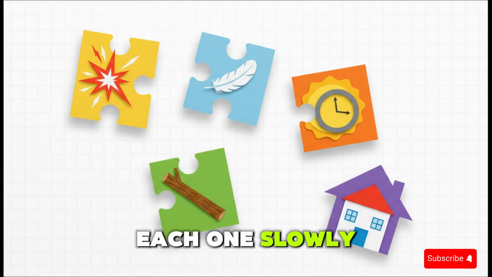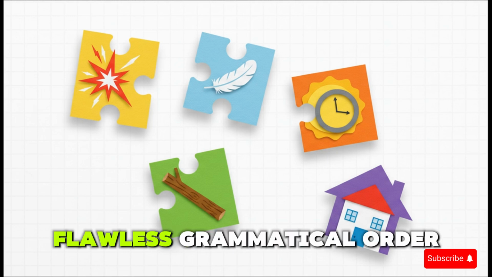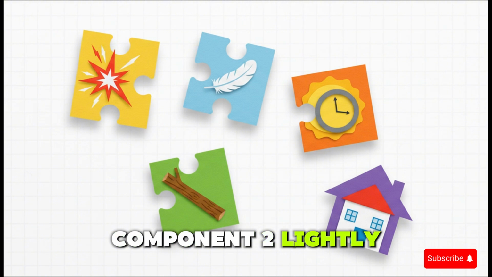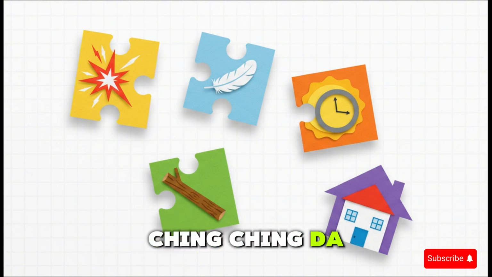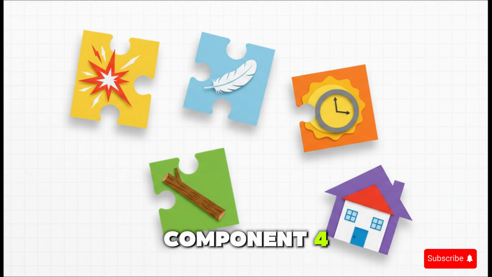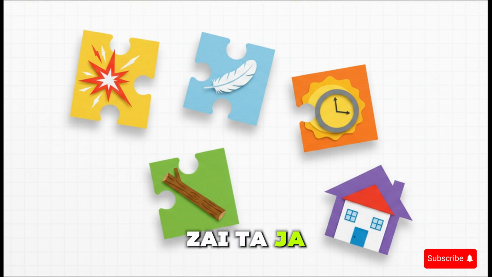I'm going to read each one slowly. As I do, I want you to mentally arrange them into the correct, flawless grammatical order. Component 1, hit him. Component 2, lightly, 轻轻的. Component 3, tomorrow, 明天. Component 4, use a stick, 用棍子. Component 5, at his house, 在他家.